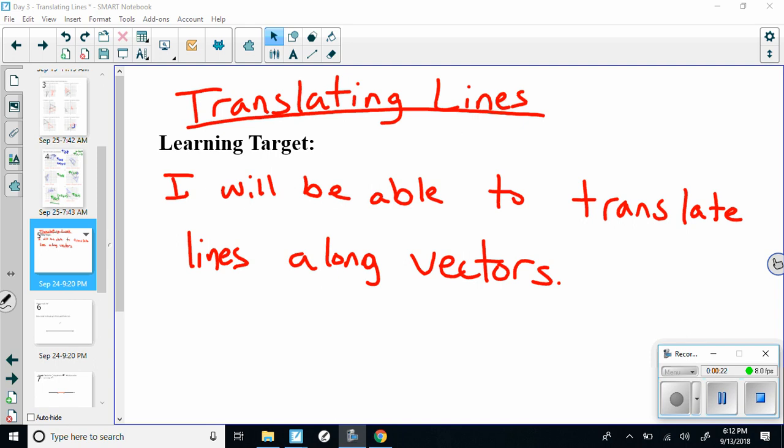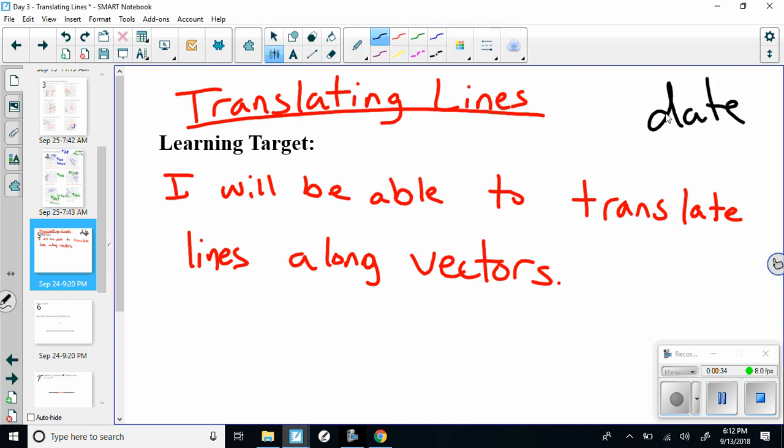Remember, vectors always have two directions. They have a vertical or a horizontal direction, comma, vertical direction. And don't forget the date. And don't forget to put the title of the notes in the table of contents along with the page number.